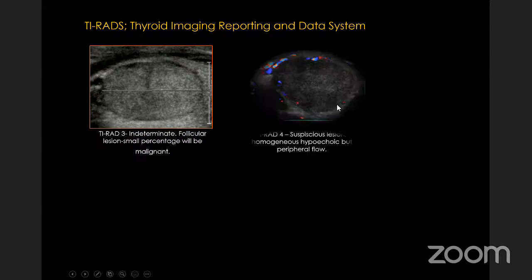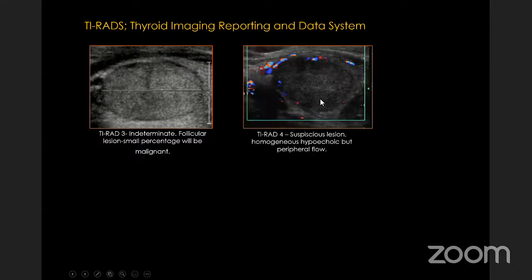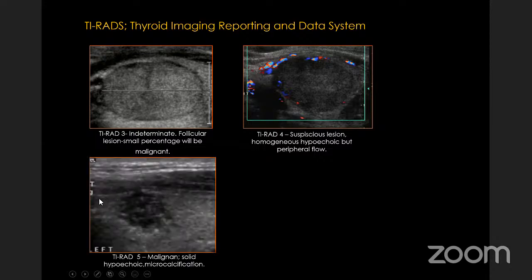And this is thyroid 4, which describes a suspicious lesion, meaning it has features of malignancy, but not strong enough to say malignant. Like this lesion, it is hypoechoic and homogeneous, but the color Doppler shows peripheral flow. Thyroid 5 indicates a malignant lesion with more than one feature. Here we can see it is ill-defined, hypoechoic with multiple small calcifications, and it is invading the adjacent structures, and this is more likely to be malignant. It has more than one feature of malignancy, so it is thyroid 5.